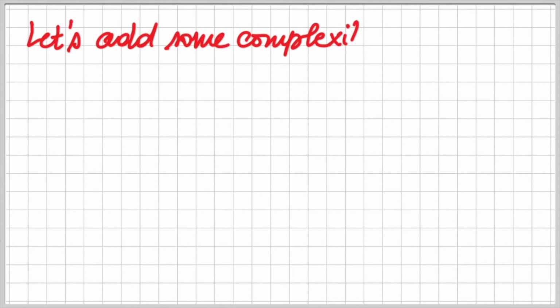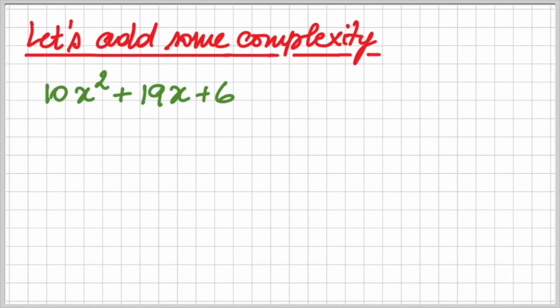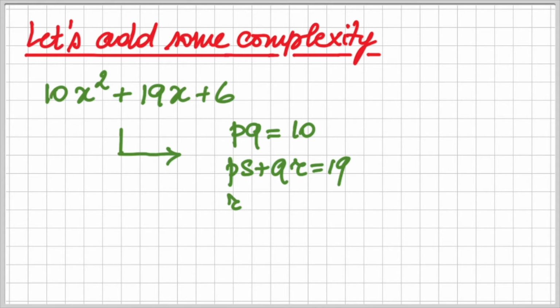Now let's make it a little bit more complex. Let's add some more complexity. We have 10x squared plus 19x plus 6, and we don't have those parameters which are equal to 1, so pq is in this case 10 and r times s is 6. So we have to look at some other possibilities. So we say p times q is 10, ps plus qr is 19, and rs is equal to 6.